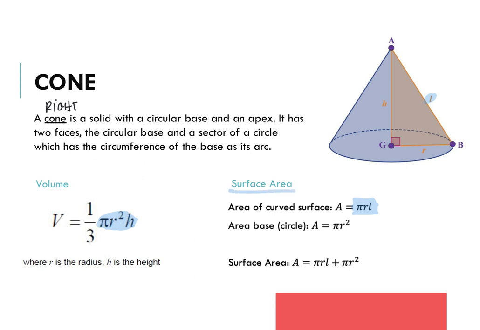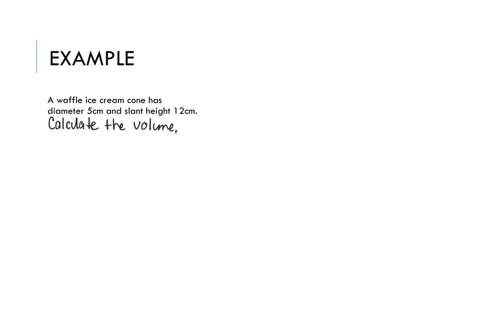So pi r times the slant height is going to be the formula to talk about the surface area of the curved parts. Okay, so for this example, we're told a waffle ice cream cone has a diameter of 5 centimeters and a slant height of 12 centimeters.